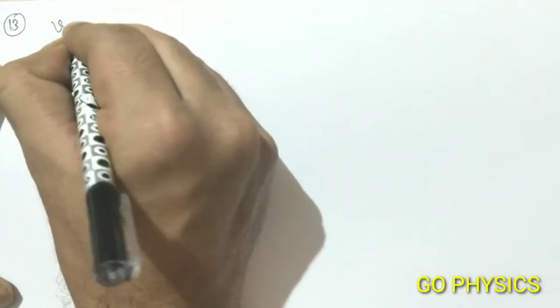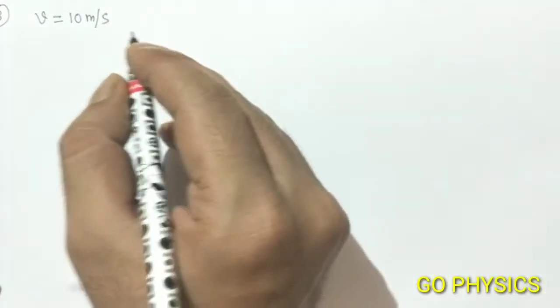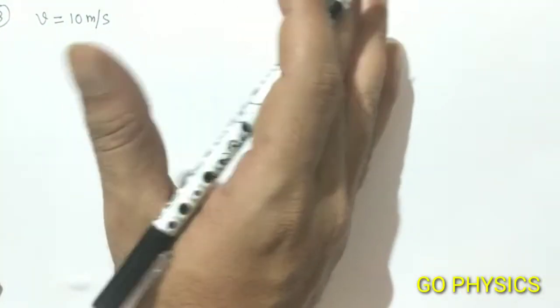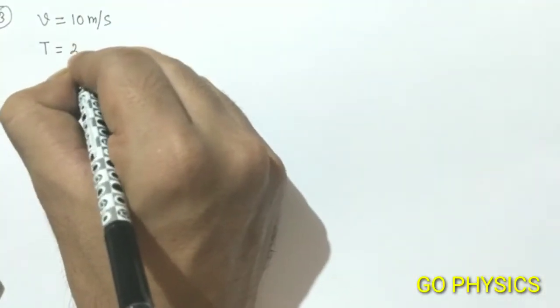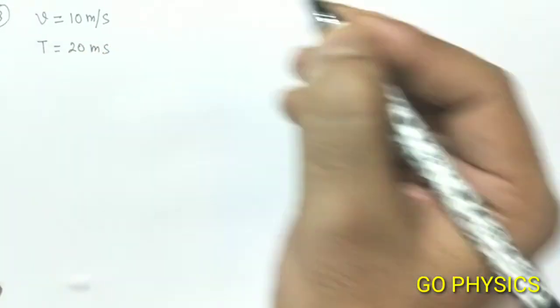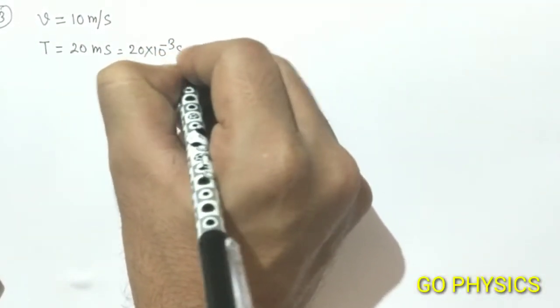It is given that the speed of the wave, that is the speed with which the wave is traveling, is 10 meter per second, and it is given that the time period of each particle which is oscillating is 20 millisecond, or in terms of second we can say it as 20 into 10 to the power minus 3 second.